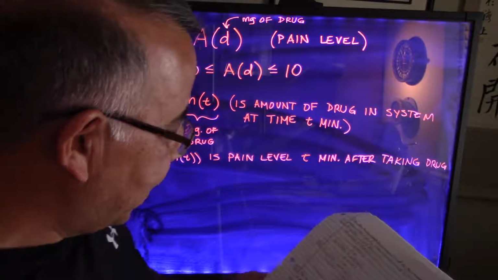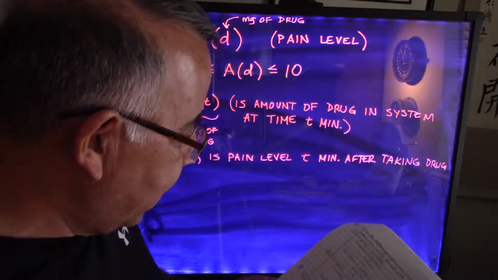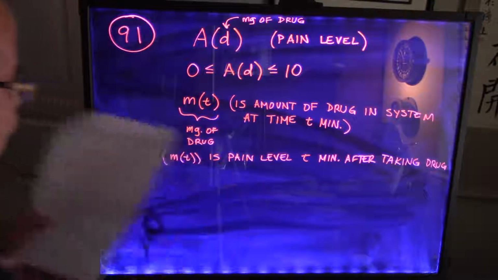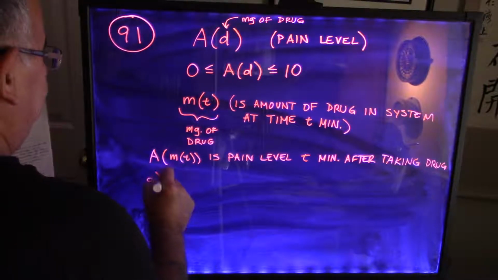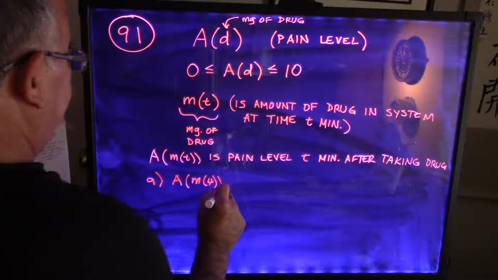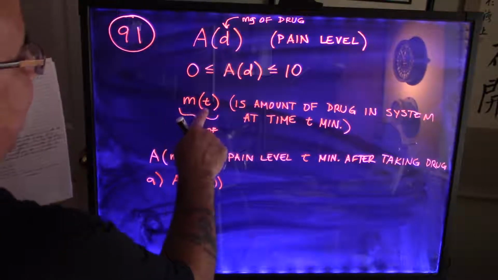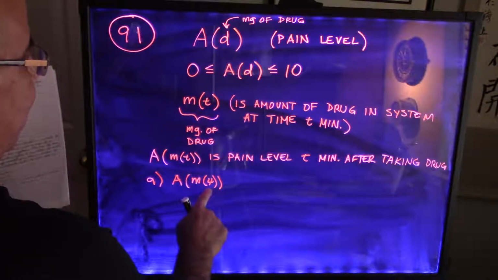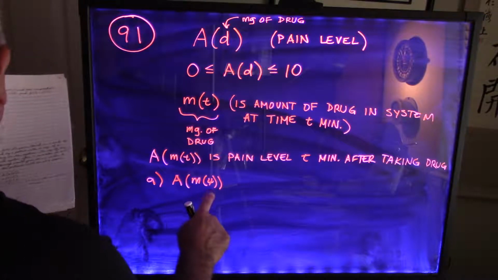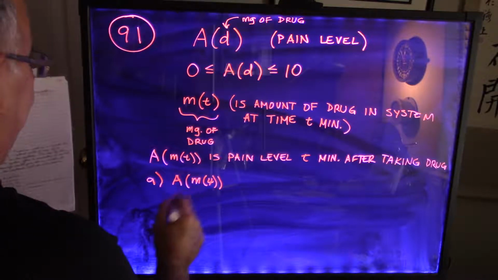So if you look at the multiple choice here, part A: evaluate A of M of 4. Is that going to work? Well, now they said 4 is the pain level, right? But here, M takes time, T minutes after you take the drug. So that wouldn't apply. We're looking at a pain level of 4. A gives you the pain level, between 0 and 10. So that's not going to work.